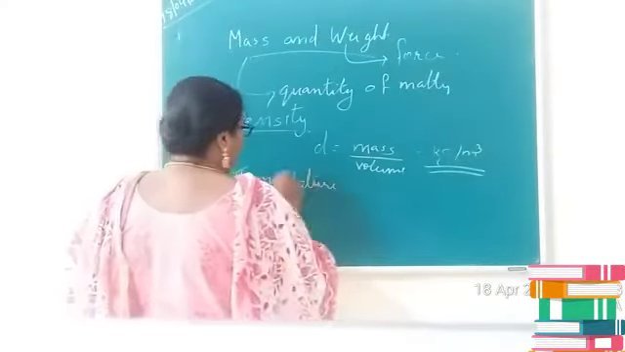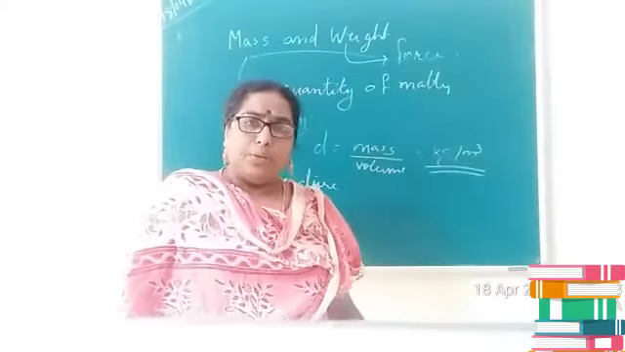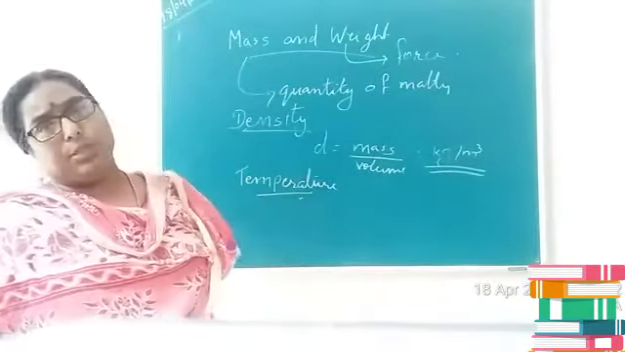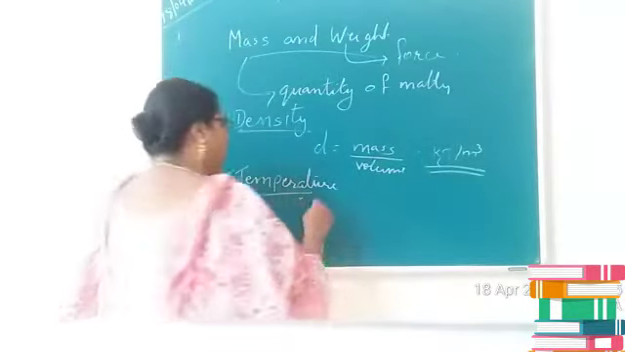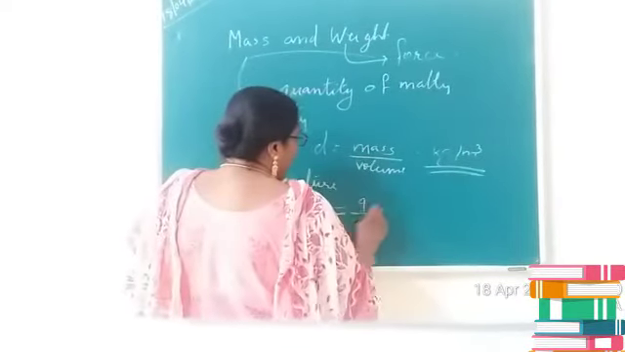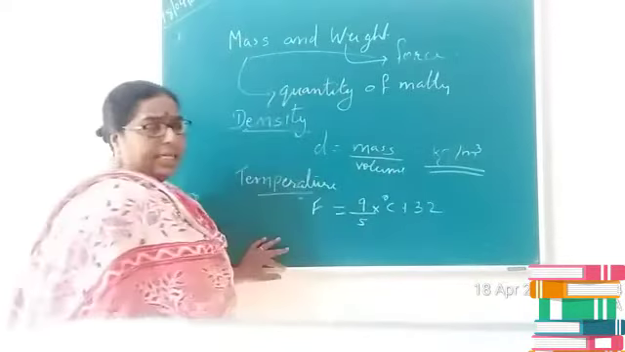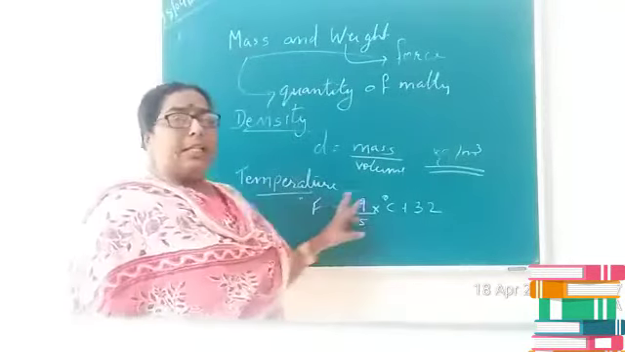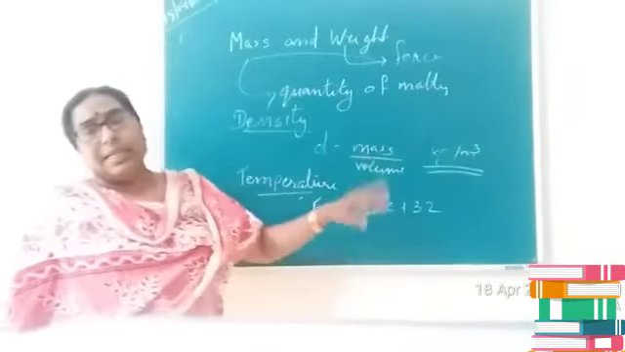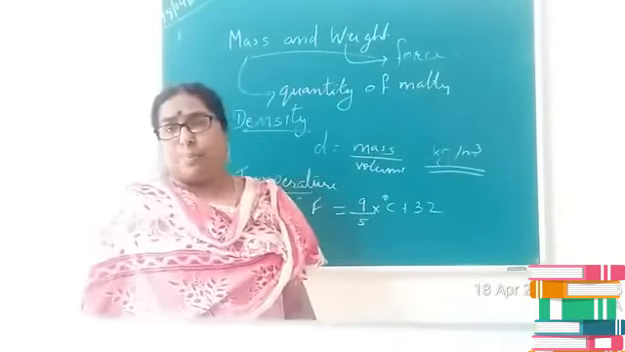Temperature is defined as the degree of hotness or coldness of a body. Whether the body is hot or cold, in order to measure that we use the term temperature. If temperature is given in Fahrenheit, which we are not using now, it equals 9/5 into degrees Celsius plus 32. Whenever you want to convert degrees Celsius to Fahrenheit, you can use this relation: 9/5 into degrees Celsius plus 32.